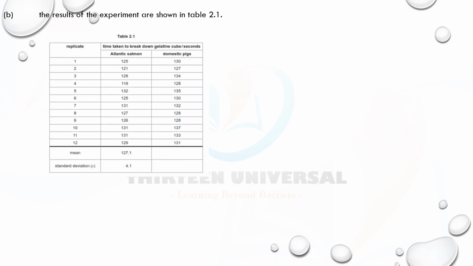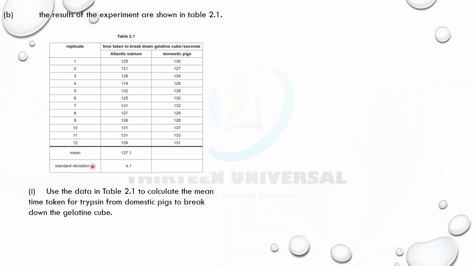Results of the experiment are shown in table 2.1. That's the result, guys. In table 2.1. What do we do? Use the data in table 2.1 to calculate the mean time taken for trypsin from domestic pigs to break down gelatin cube. That's the replicate value. Okay.